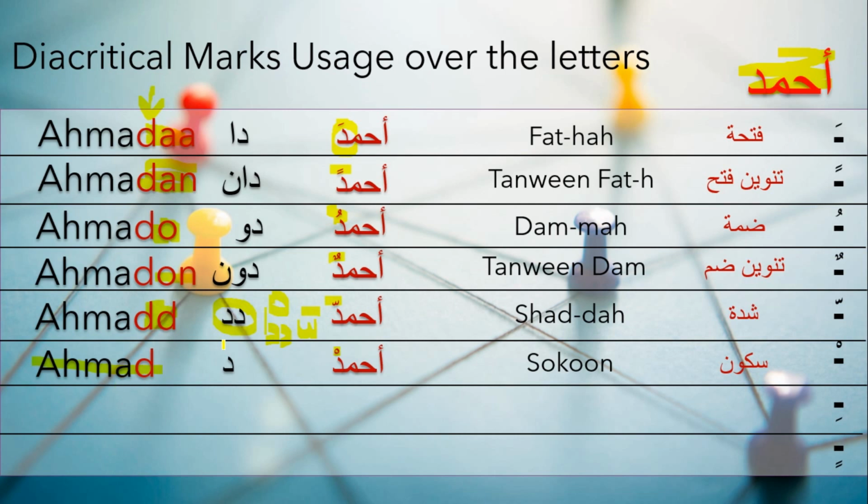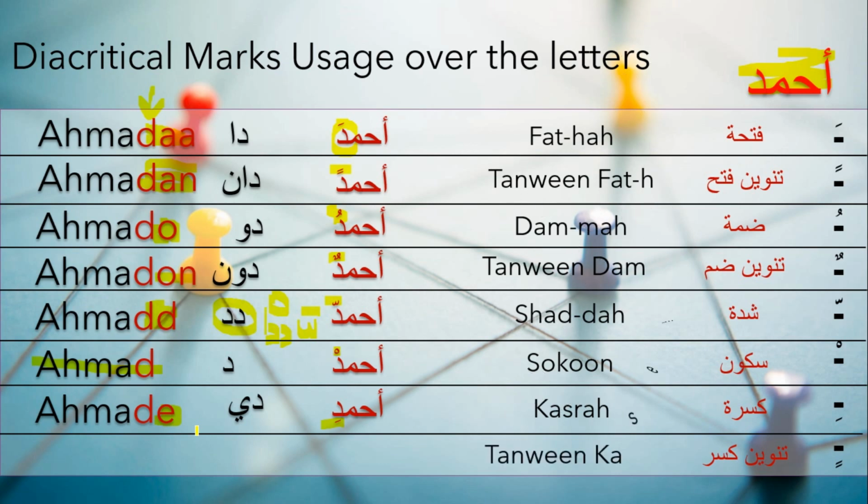And kasra, it will be Ahmadi. All of these diacritical marks have meaning. We are not using them just for the purpose of using them. We're using them to express something really important, which we are going to understand in the coming slides. Kasra, Ahmadi, and then tanween kasr, it will be Ahmadin.